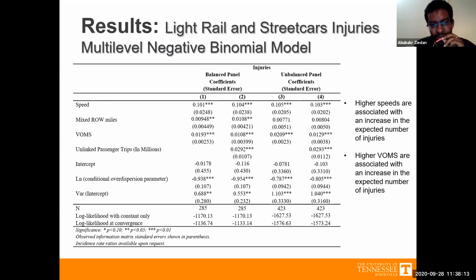Here are the results of the negative binomial regression, and here we estimated different models for the balanced and the unbalanced, and for each of them we have two models. The difference between them is that one of them did include unlinked passenger trips, while the other did not include the unlinked passenger trips, and we see that adding the unlinked passenger trips did not change the results of the model.